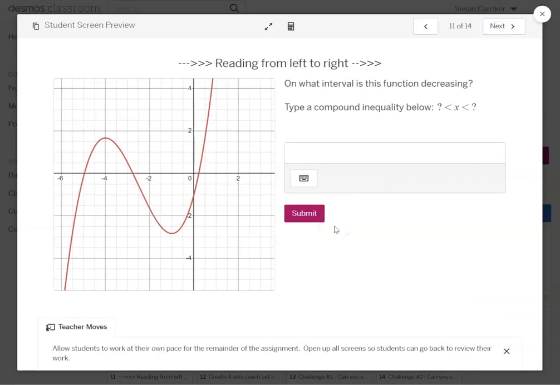And then here's another one. Type in compound inequality, and you'll notice I did not include the equal sign on the where's the function decreasing. I just want them to put 2 numbers in place of those question marks.